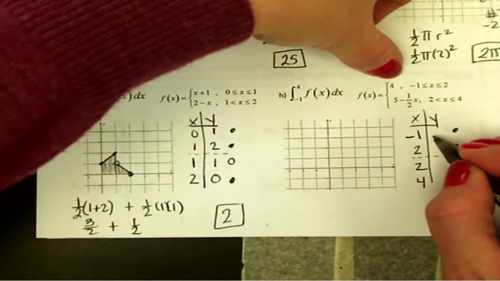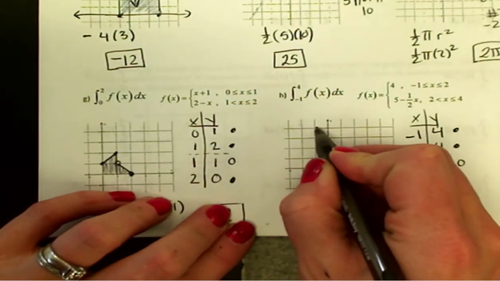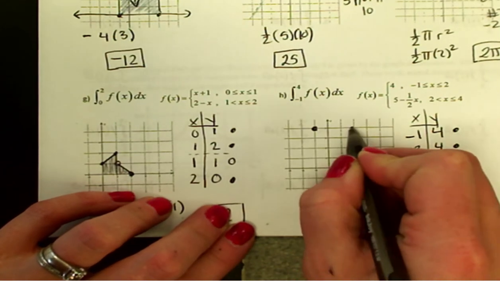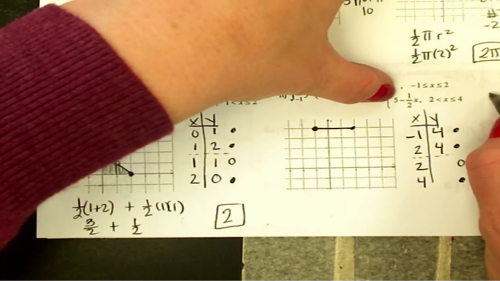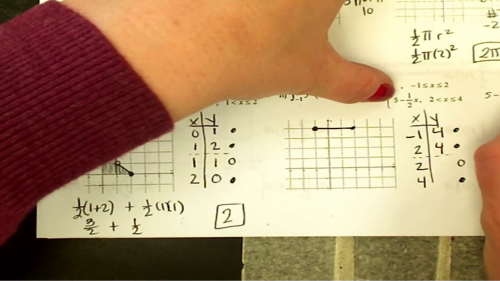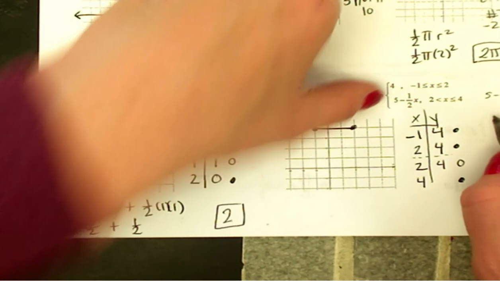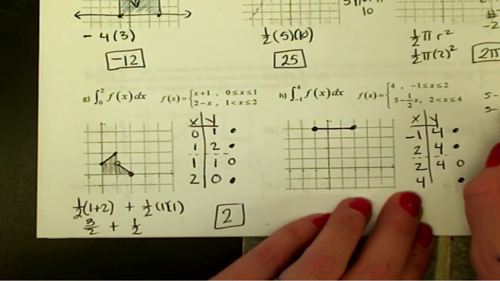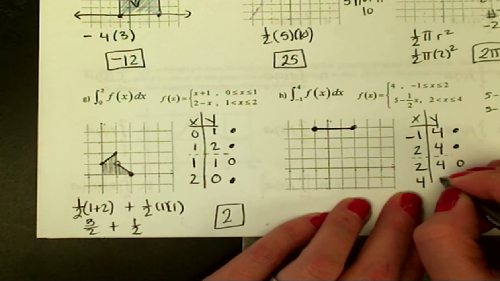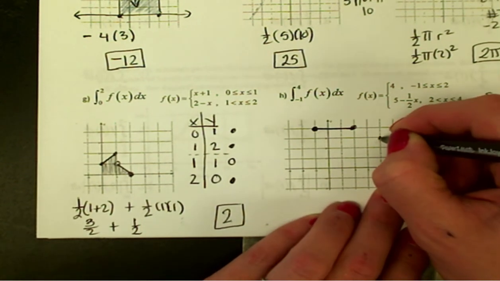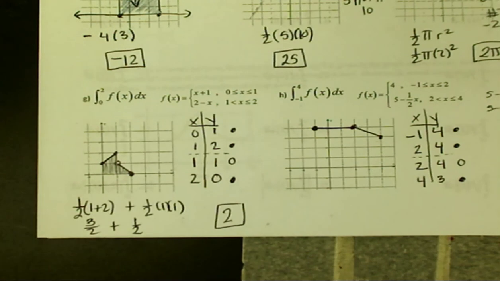So -1, it's just, okay, so that's a horizontal line, closed point, okay. 5 minus 1/2 times 2, so that's 4, okay. And plug in 4, 5 minus 1/2 times 4, so that's 5 minus 2. That's here. Okay.